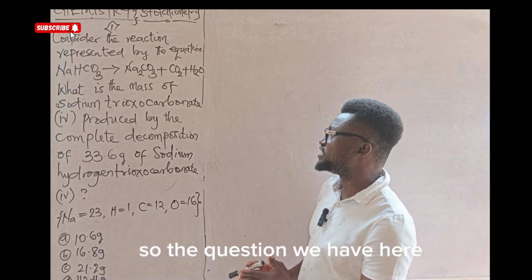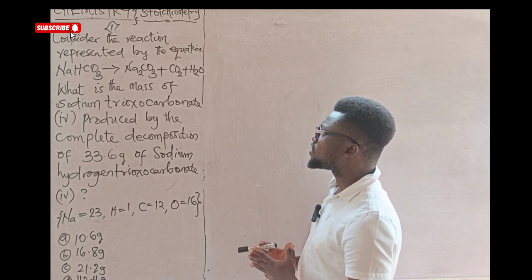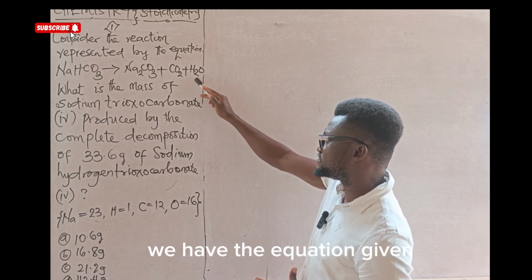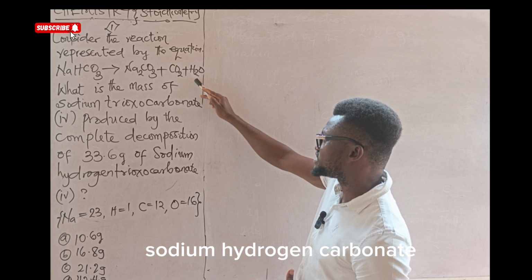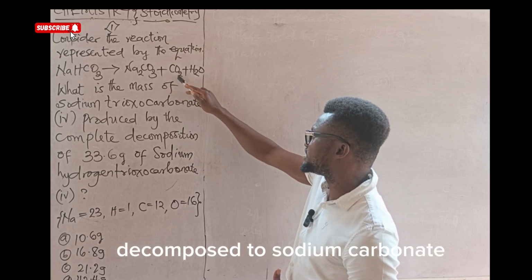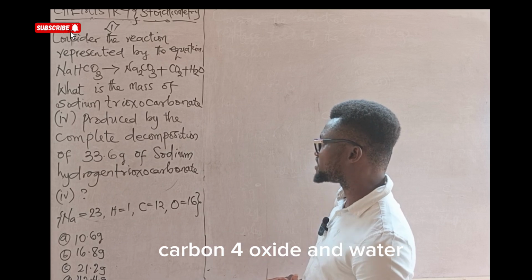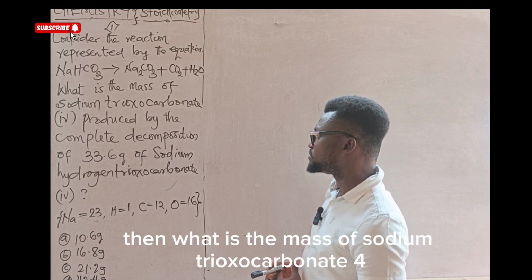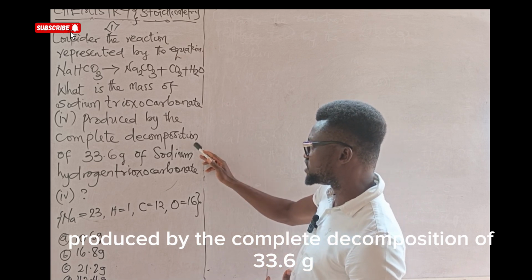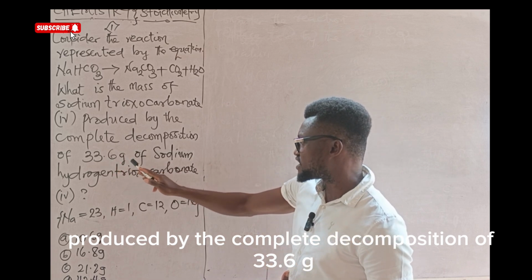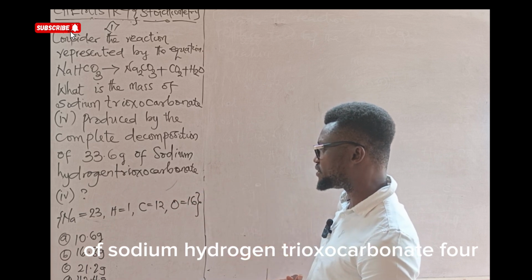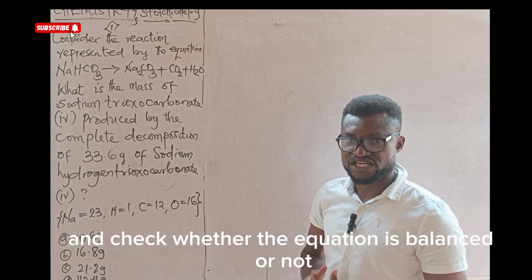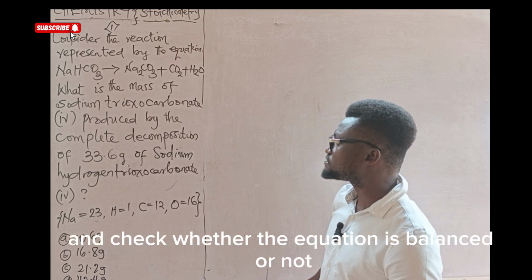So the question we have here says, consider the reaction represented by the equation. We have the equation given. Sodium hydrogen carbonate decomposed to sodium carbonate, carbon IV oxide, and water. Then what is the mass of sodium carbonate produced by the complete decomposition of 33.6 grams of sodium hydrogen carbonate? So we have to write down the equation first and check whether the equation is balanced or not.